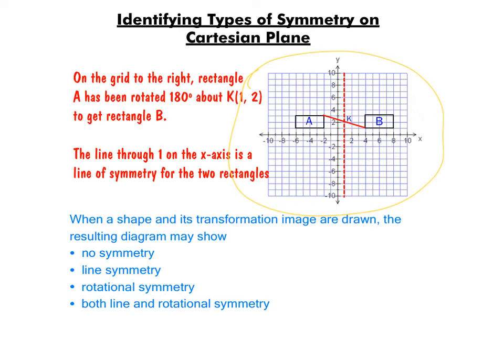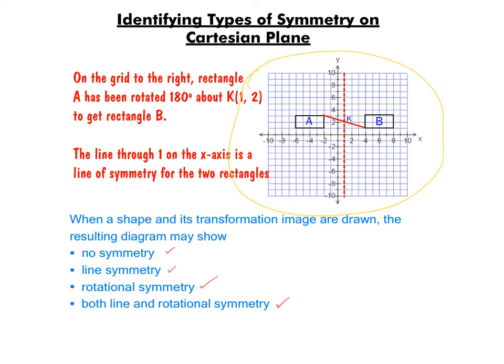And again, just like I mentioned a second ago, you may have a situation where there is no symmetry, where there is just line symmetry, where there's just rotational symmetry, or where both line and rotational symmetry exist. Your scenario could be any of those 4. Any of those 4 are possible. So, with that in mind, let's move on.